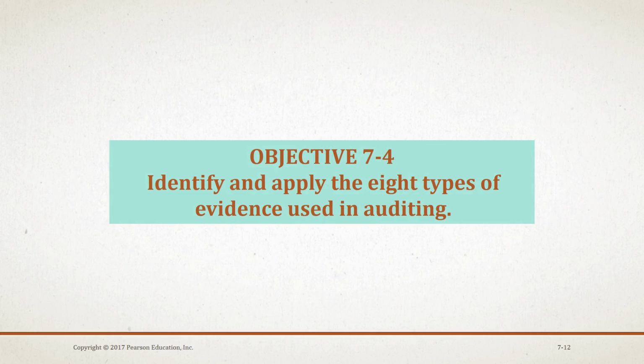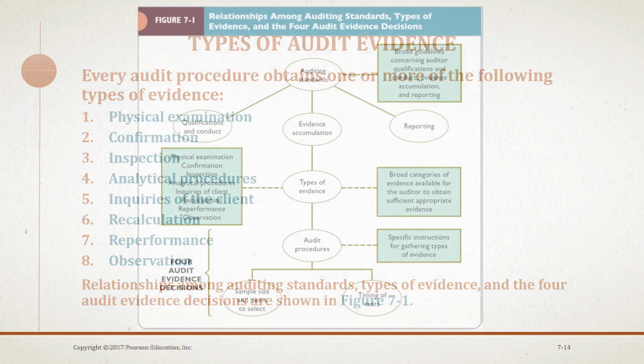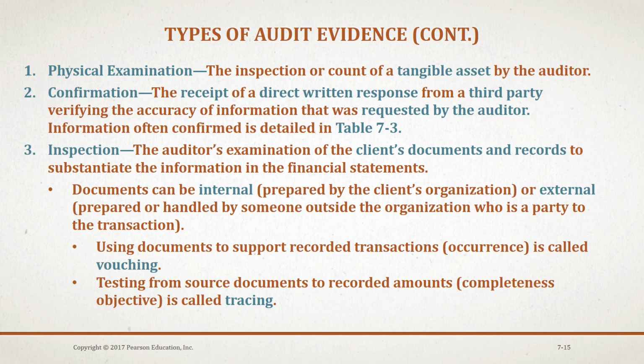The fourth objective. Let's take a look at 8 different types of audit evidence common in the audit profession and try to see if we can understand which ones are better than the others. So physical examination is the inspection or count of a tangible asset by the auditor. That's when we can actually look at an asset and see, touch it, examine it.